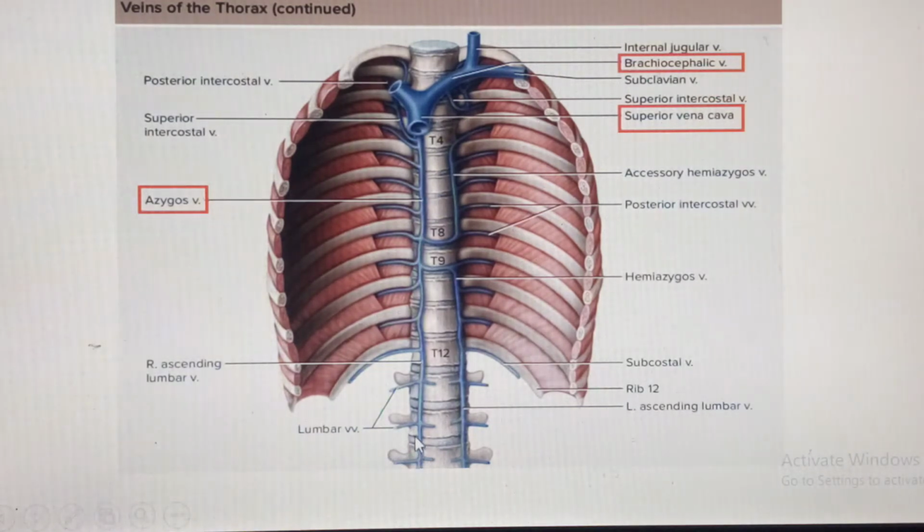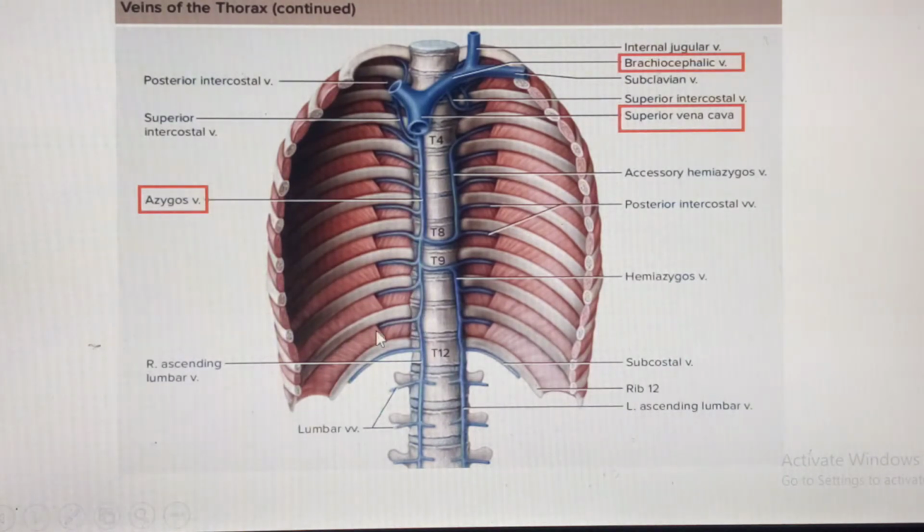You see that its formative tributaries will be what we call the ascending lumbar vein, but towards the right. So the right ascending lumbar vein combines with the right subcostal vein, so that eventually we form this Azygos vein, and usually it's going to take place at the T12 vertebral level. So at the T12 vertebral level, we are going to see the right ascending lumbar vein as well as the right subcostal vein forming this Azygos vein and then eventually ascending upwards.